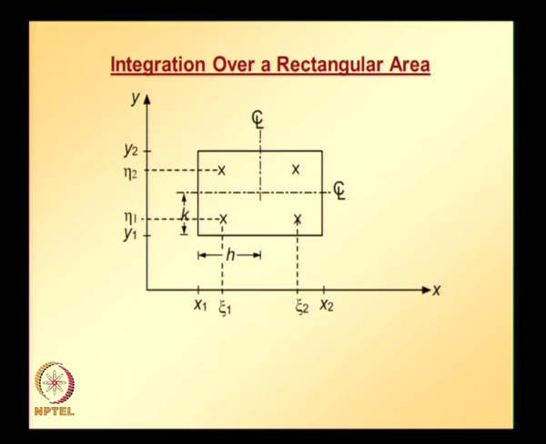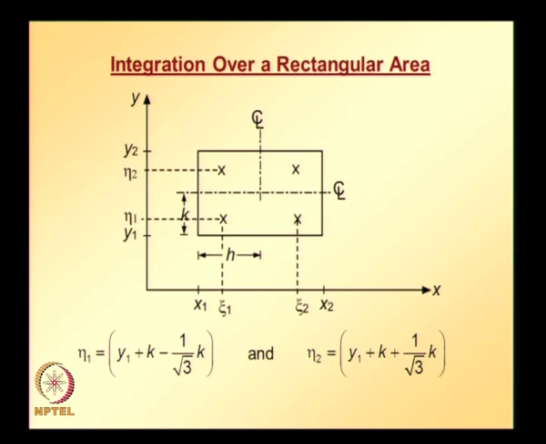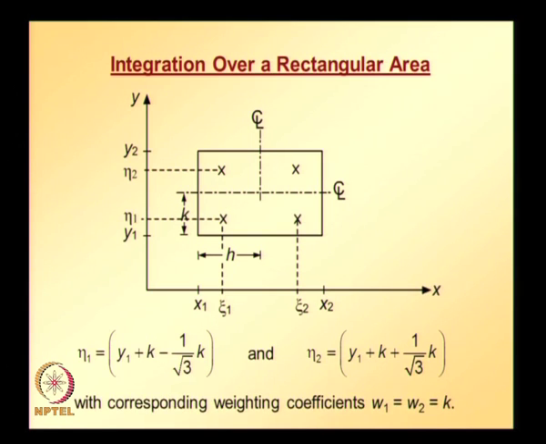Similarly, we can express eta in terms of y. Eta 1 is equal to y1 plus k minus 1 over root 3 times k, and eta 2 is y1 plus k plus 1 over root 3 times k, and the corresponding coefficients or weights w1 and w2 are equal to k, that is half the dimension of the rectangular area along the y direction.